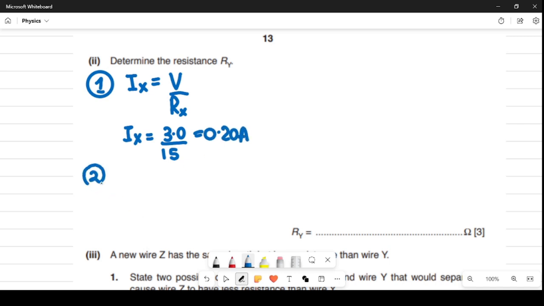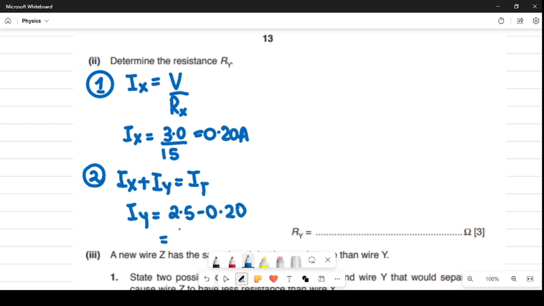The second step is, by Kirchhoff's law, we know that Ix plus Iy is equal to the total current. Remember that Kirchhoff's law states that the algebraic sum of all the currents entering the junction is the same as the algebraic sum of all the currents leaving the junction. The total current is 2.5, they've given us. We've calculated Ix. Now we can find Iy. So Iy is basically 2.5 amperes minus 0.20 amperes, and that gives us 2.3 amperes.